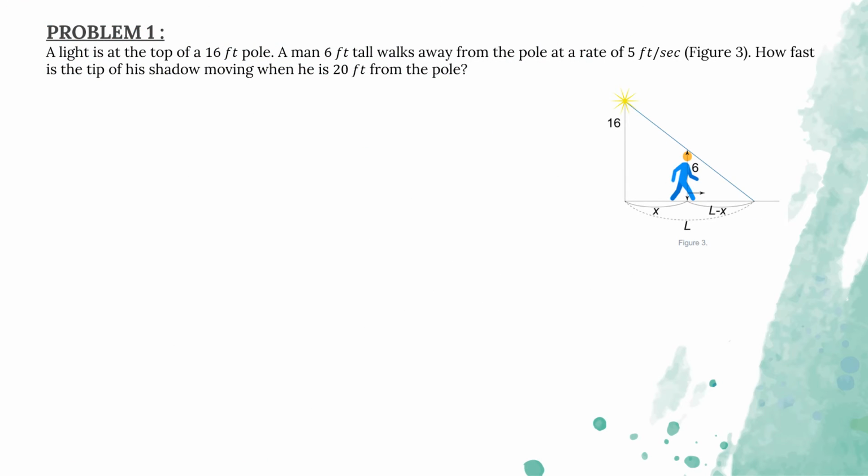A light is at the top of a 16-feet pole. A man 6 feet tall walked away from the pole at the rate of 5 feet per second, as shown in figure 3. The problem is, how fast is the tip of his shadow moving when he is 20 feet from the pole?